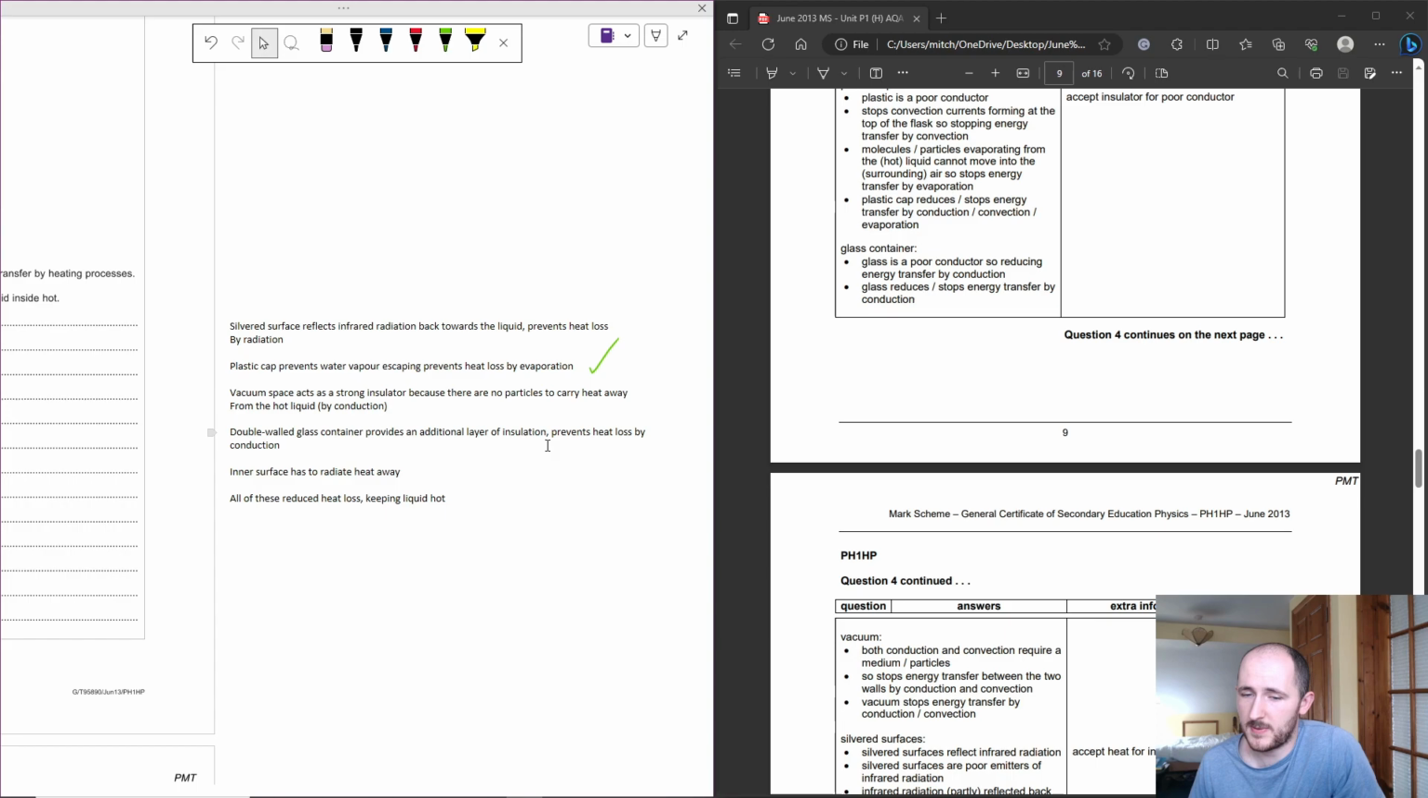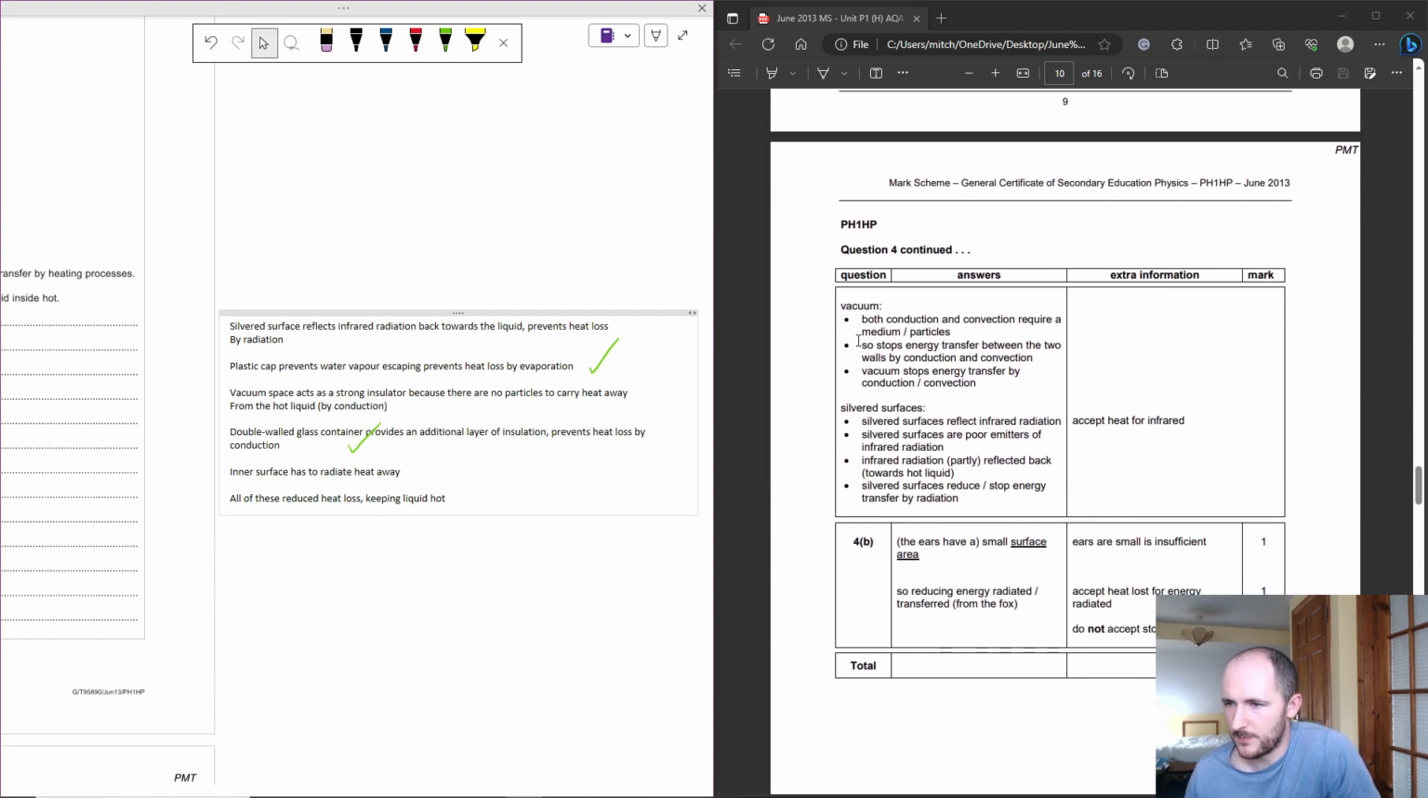I did say it stops it by conduction, though. The vacuum: both conduction and convection need a medium. So it prevents convection. That's what I said. No, I didn't. I said conduction because I'm an idiot. But oh, it does say by conduction and convection. Okay, there we are, so I was partially correct. And silvered surfaces reflect infrared radiation. Okay, so that is 4.